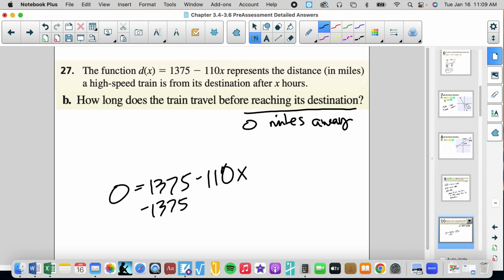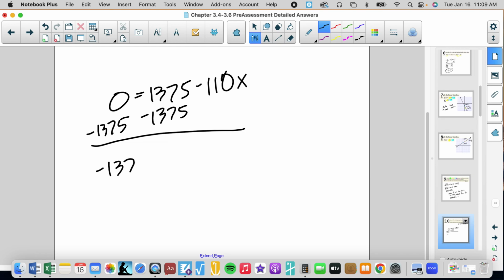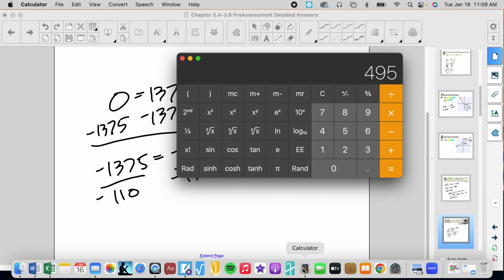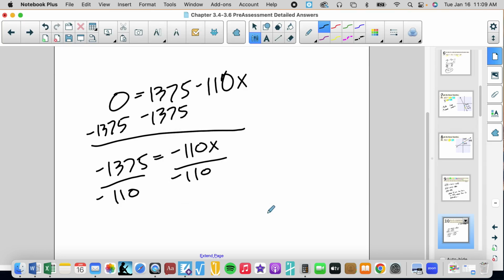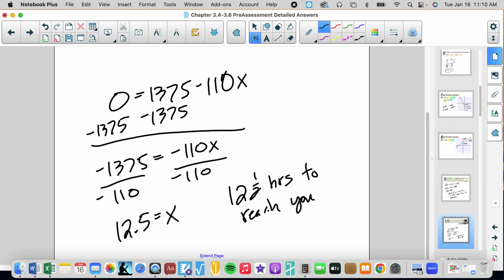So we'll do 0 equals 1375 minus 110x. Subtract 1375: negative 1375 equals negative 110x. Divide by negative 110, and we get 1375 divided by 110, which is going to give you 12.5. So 12.5 equals x. So it'll take you 12.5 hours to reach your destination.